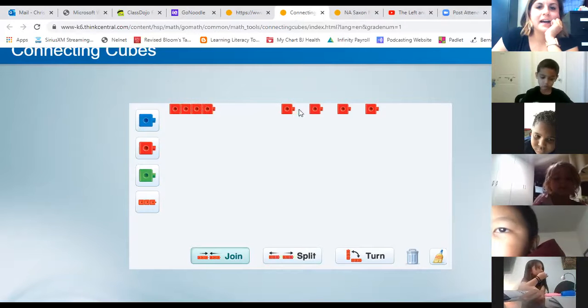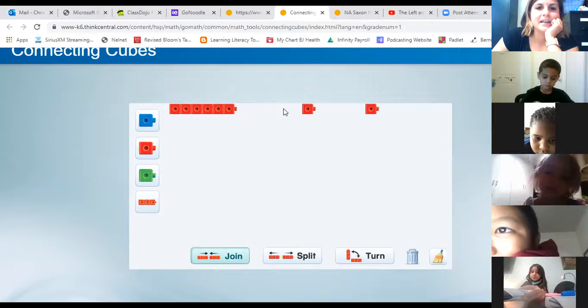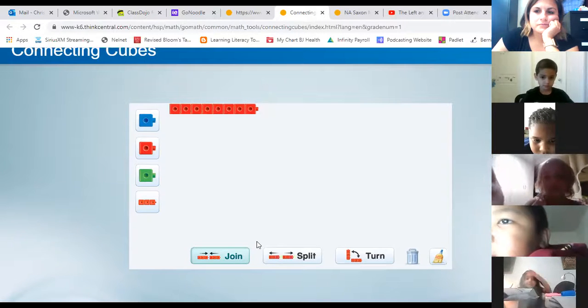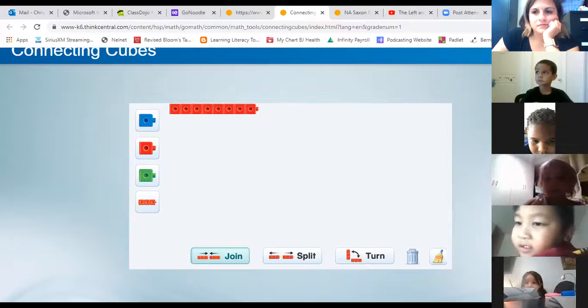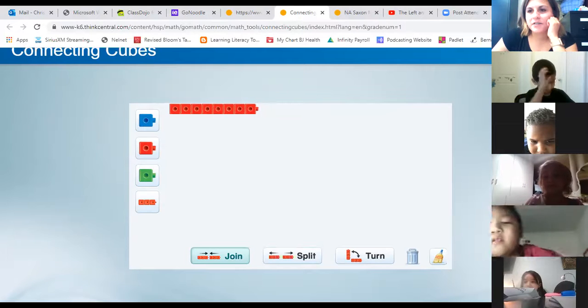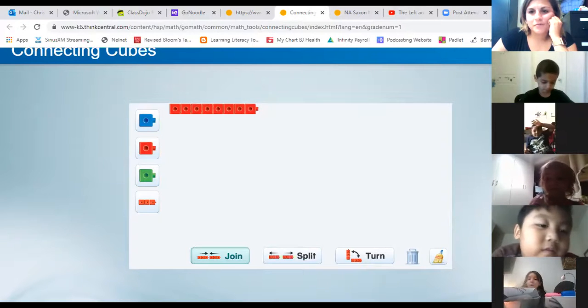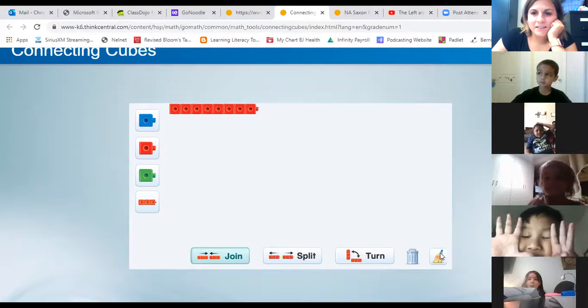And how many are we adding? Show me with your finger. How many cubes are we adding if it's 8 plus 1? How many cubes are we going to add to it? 8 plus 1. Let's see, Kari, how many?